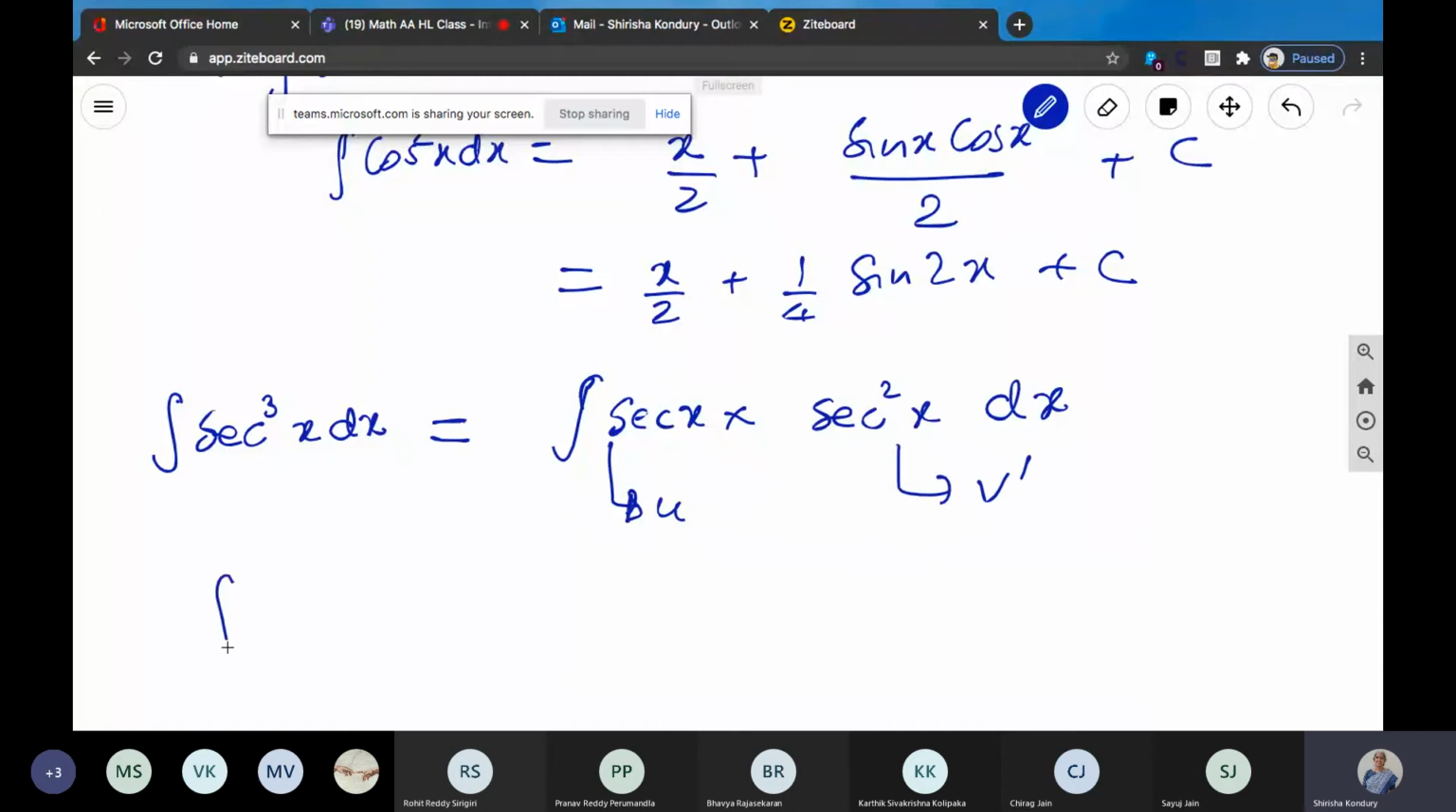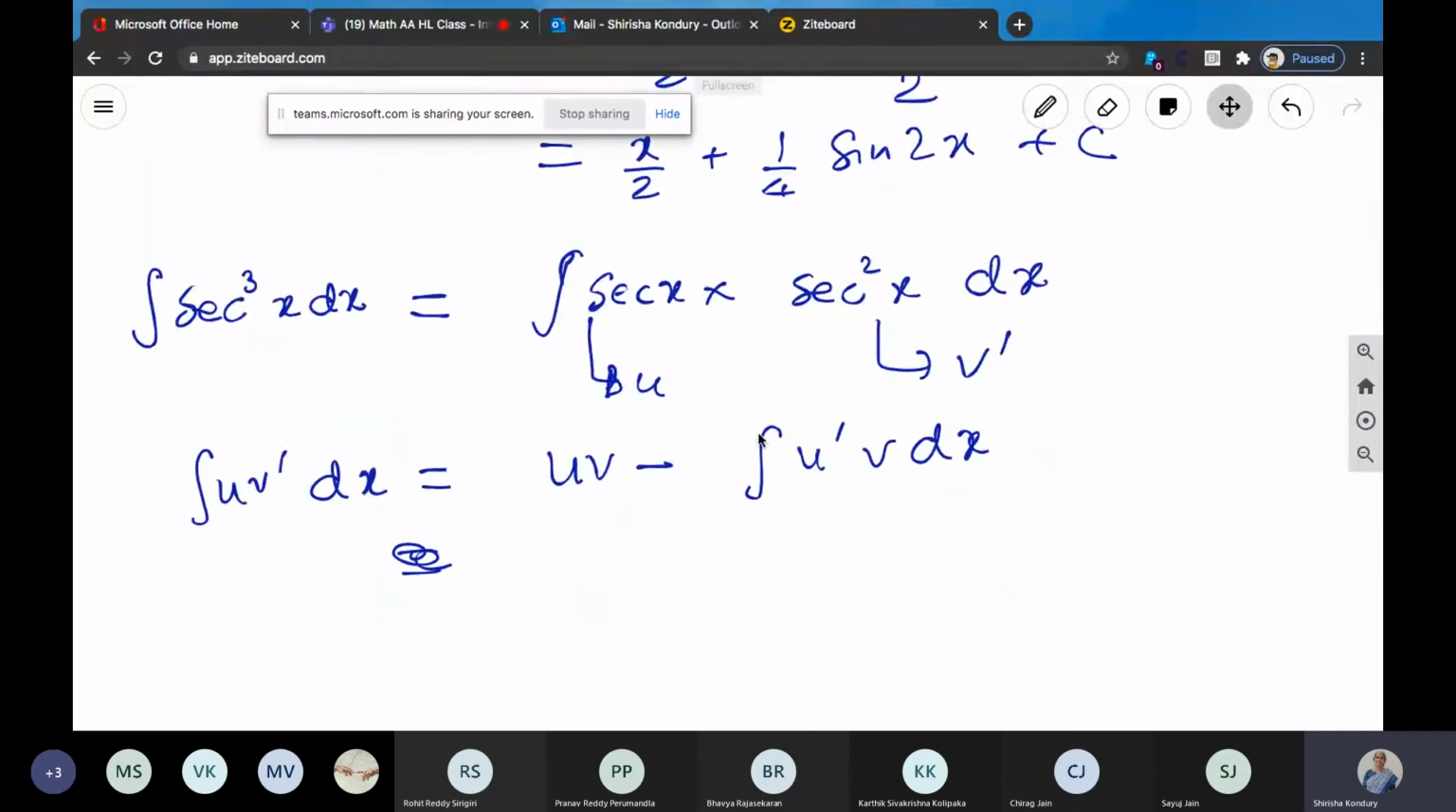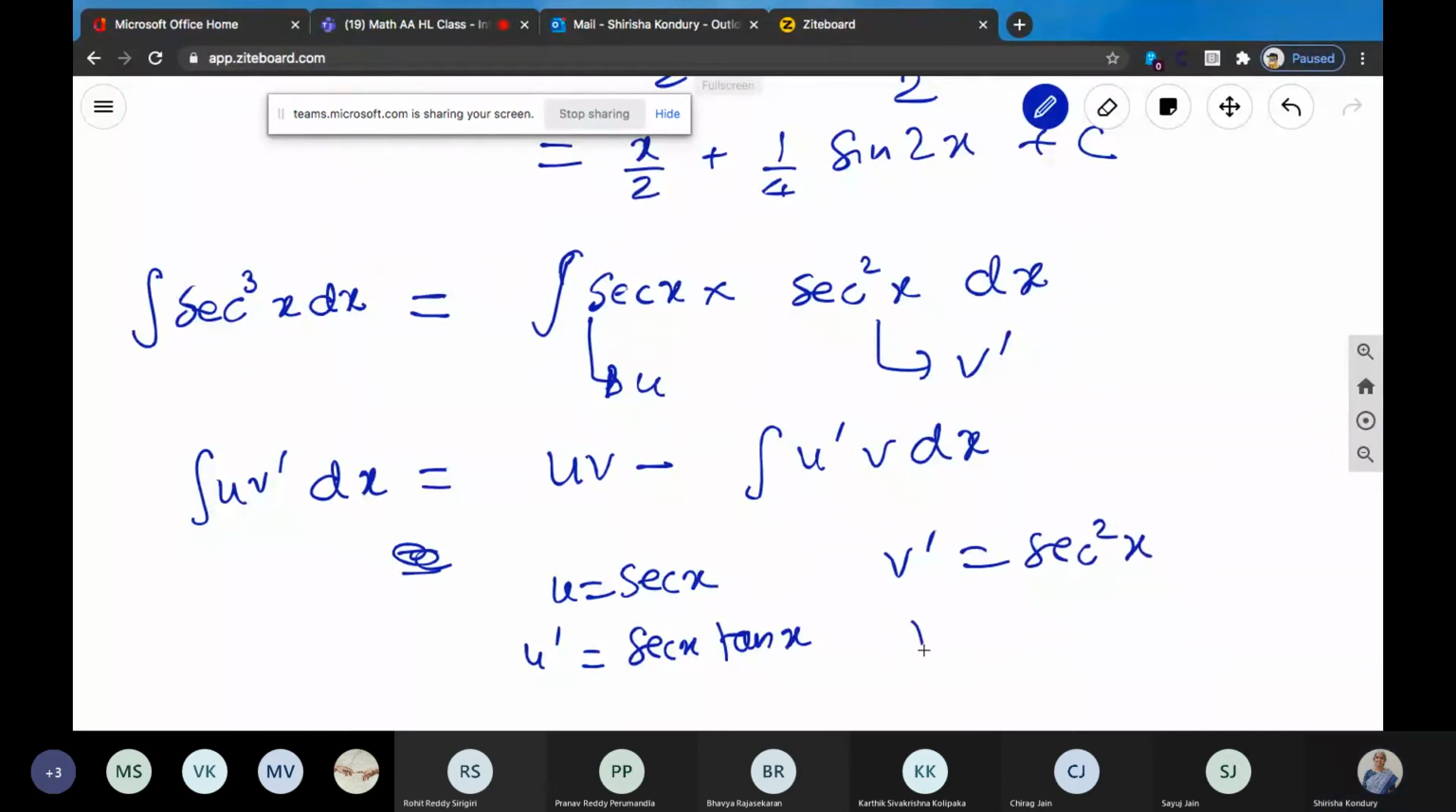And what is my formula for integration by parts? Integral of uv dash dx is u into v minus integral u dash v dx. Okay, what is u? I know, but let me find out u dash and v also before I proceed ahead. So u is secant x. So u dash is secant x tan x. V dash is secant square x. Therefore, v is tan x.